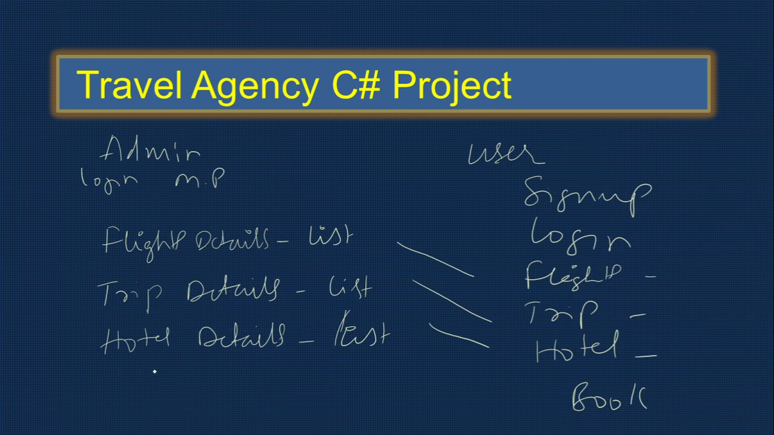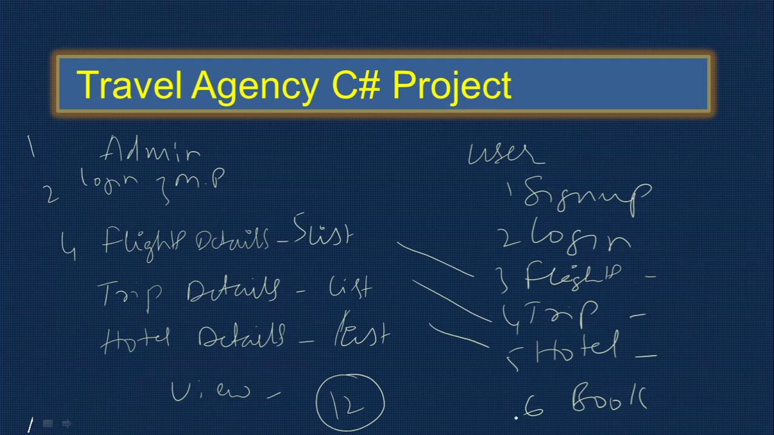Once they book, the admin is able to view all these things. If you look at the number of pages, here is the one entry page, this is 2, this is 3, 4, 5, 6, 7, 8, 9, 10, 11, 12. So 12 from the admin side, and the user side is 1, 2, 3, 4, 5, 6. So totally around 20 to 25 pages. That's for a mini project. I think this much will do the job.